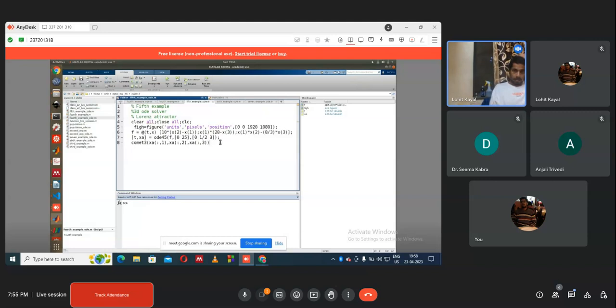Okay, so now I will quickly show you the next example. This is also a three variable problem. I will share all the codes with you and you can see the equations. The idea is the same, only the governing equation is different. Let me just play it for you.